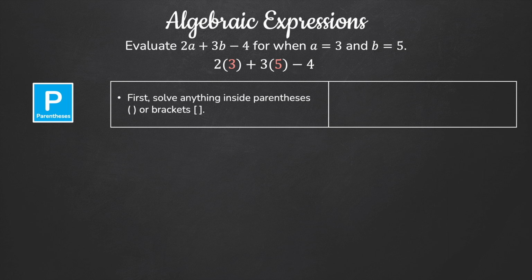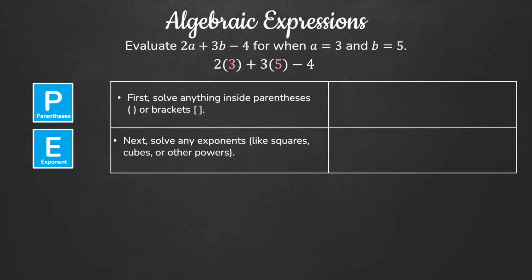To get us started, we have P for parentheses, which means first solve anything inside parentheses or brackets. In this case, we have 3, and then we have 5 in parentheses, but everything in our parentheses is already simplified, so we don't have to do anything here. Then we have E for exponent, which says next solve any exponents like squares, cubes, or other powers. And in this case, we don't have any exponents.